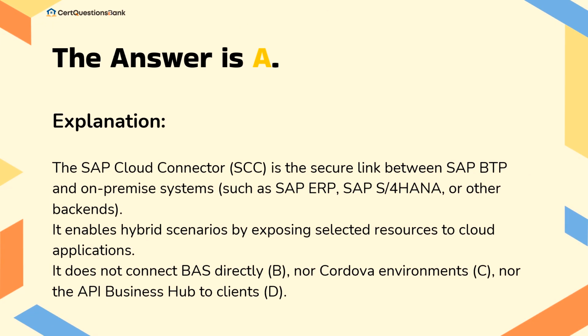The SAP Cloud Connector, SCC, is the secure link between SAP BTP and on-premise systems, such as SAP ERP, SAP S/4HANA, or other backends. It enables hybrid scenarios by exposing selected resources to cloud applications. It does not connect BAS directly, B, nor Cordova environments, C, nor the API Business Hub to clients, D.